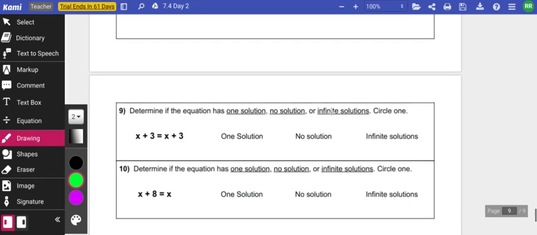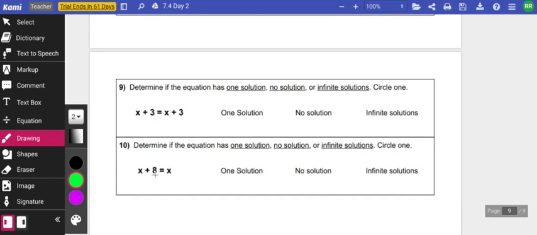These last couple of numbers, 9 and 10, I just give you a little equation right here and say, is there one solution, no solution, or infinite solutions? All you have to do here is circle which one of these you think it is. After that, then you will turn it in.